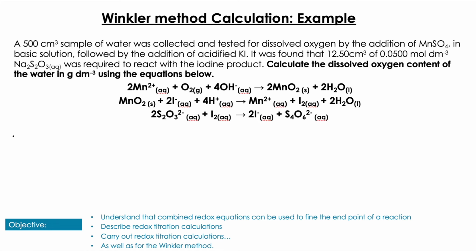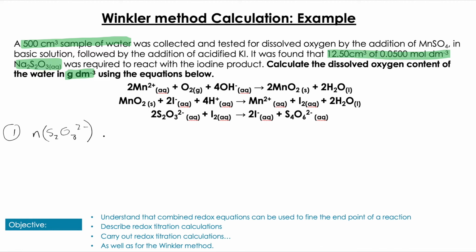And how do we go about it? Well, the first thing we want to do is, of course, find our useful information. So that's my volume of water and my concentration and volume of sodium thiosulfate that it was titrated with. And it wants the answer in grams per decimeter.